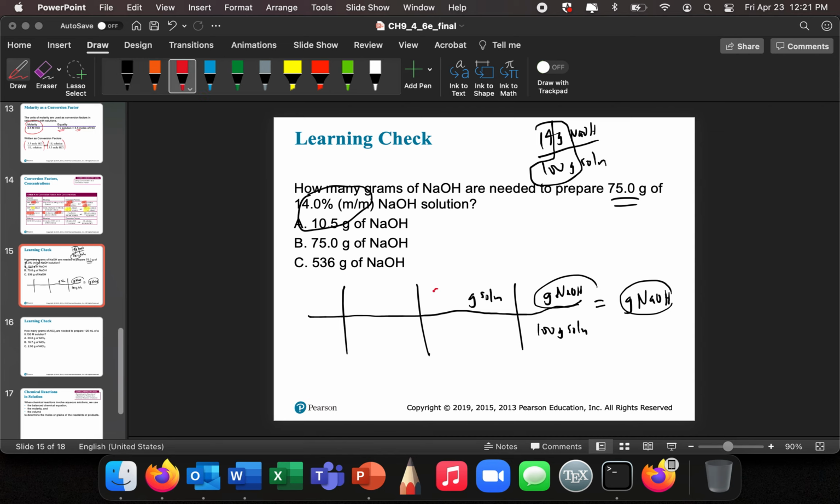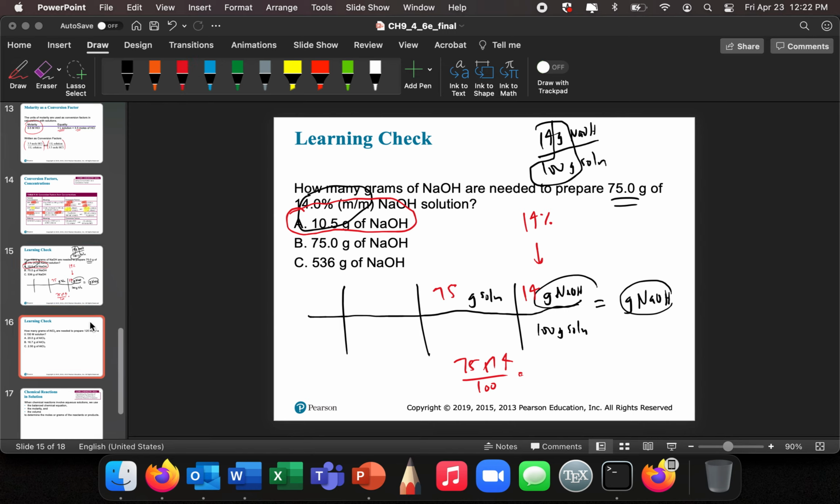It's 75 grams of solution. So what I needed, and I had 14%. Here's my 14%, right? You see how I just used my definition of percent for my conversion factor? So it looks like the answer is going to be 75 times 14 divided by 100, and I'm done. Wow, that was nice. 75 times 14 divided by 100. That's 10.5. Bam. Love it. 10.5 grams of sodium hydroxide.